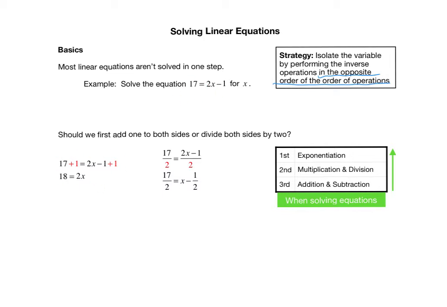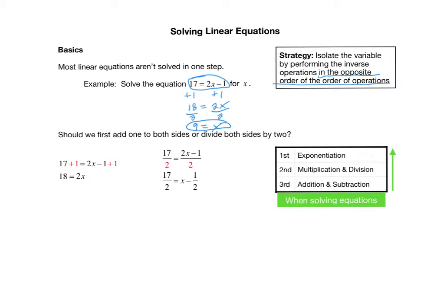And let's write it up here. We're going to add 1 to both sides, giving us 18 on the left and 2x on the right. And then we're going to undo the multiplication by 2 by dividing both sides by 2, giving us 9 equals x. So 9 equals x, or x equals 9, is equivalent to the original equation, and this one tells us what the solution is. So x equals 9 is the solution to this equation.